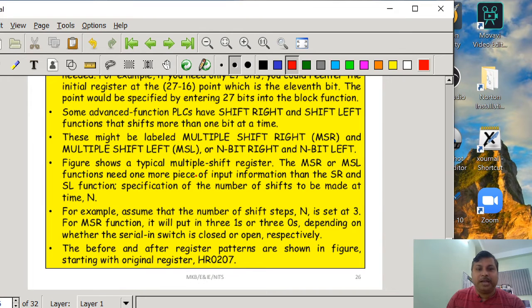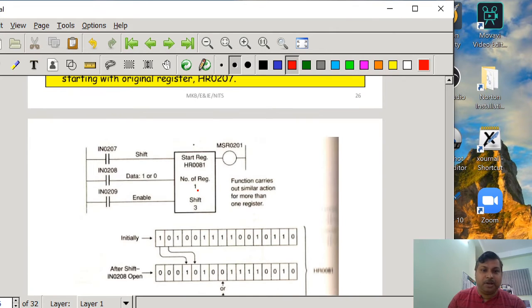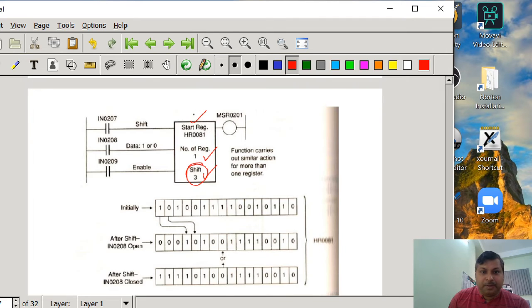The MSR or MSL functions need one more piece of input information compared to the SR and SL functions, the simple shift right and shift left functions: specification of the number of shifts to be made at a time. Okay, so here you can see that you have the MSR function, you have the starting register, you have the shift 3, meaning you have the number of registers 1, and also you have to tell how many shifts you want to do.